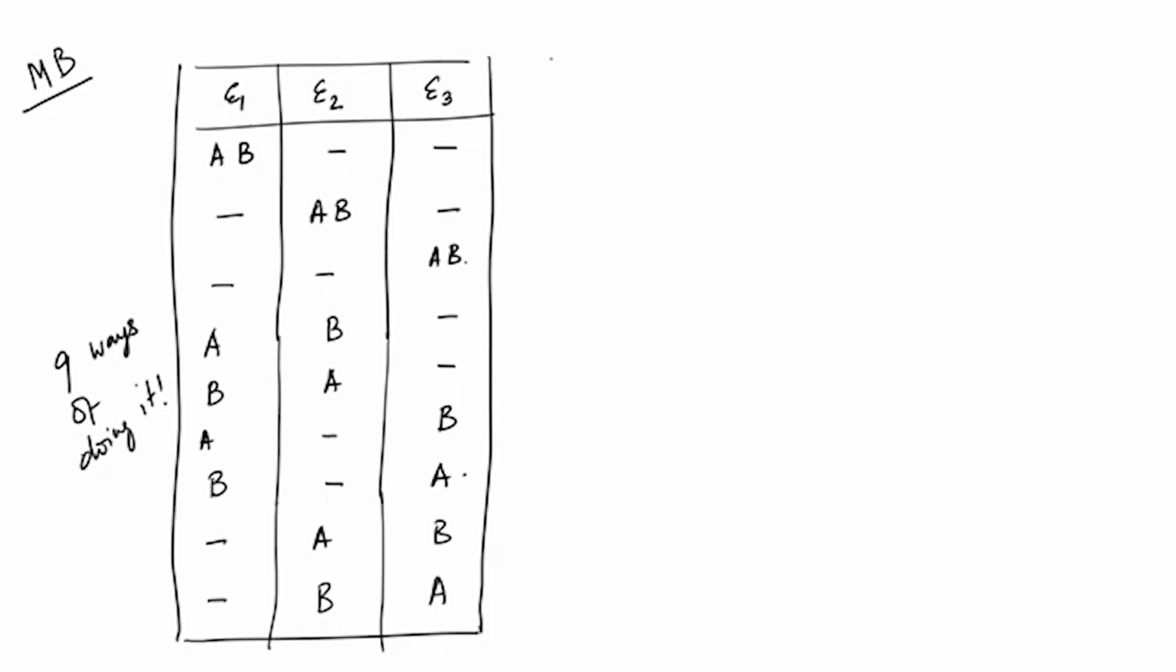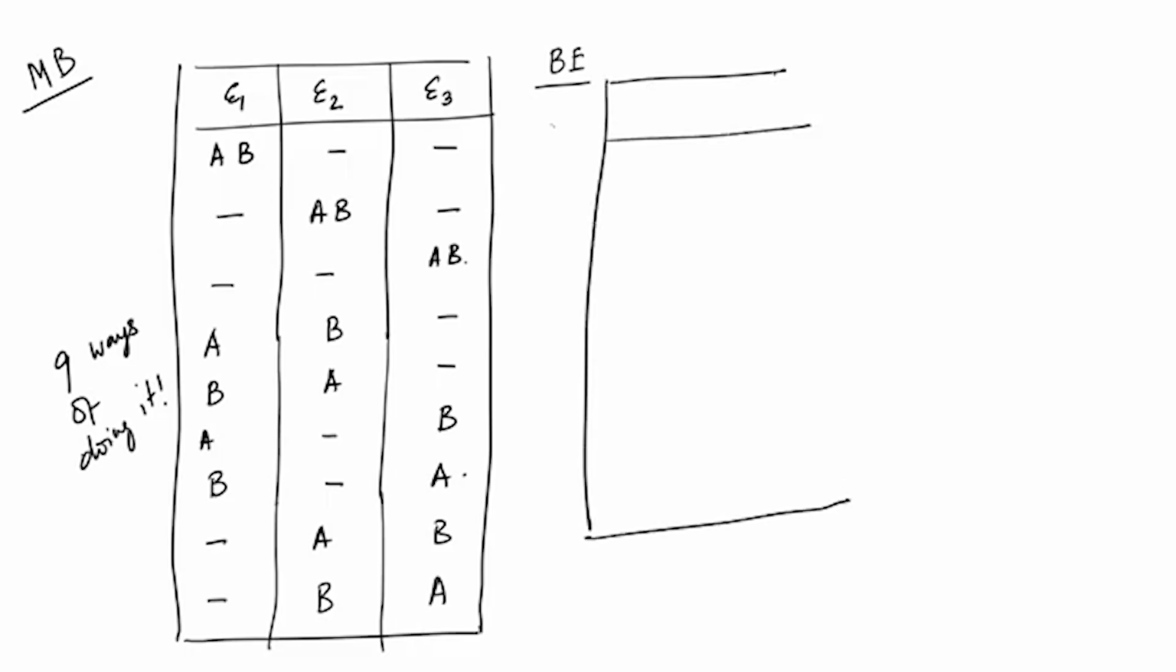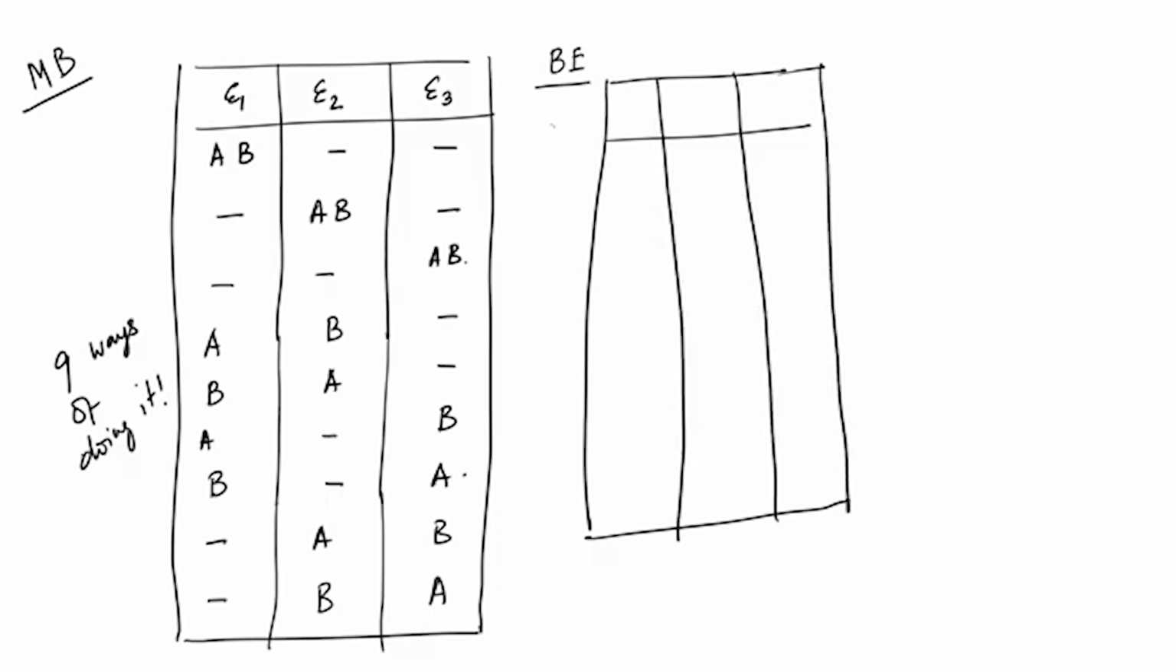And let me do it here for the B, and we again make this table. So, there are these epsilon 1, epsilon 2 and epsilon 3.